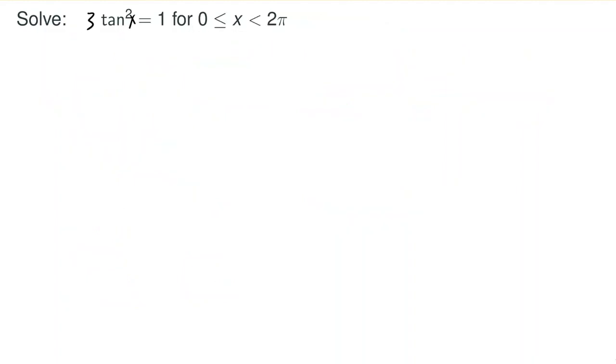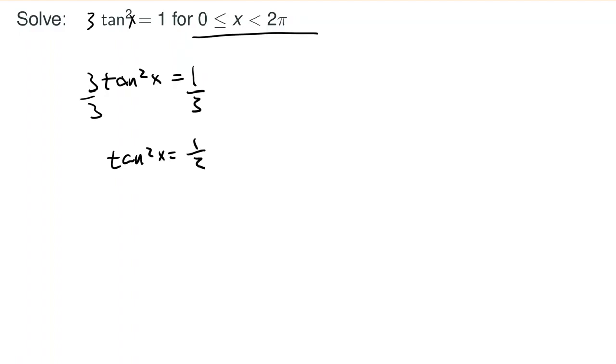For this one, x is for angles between 0 and 2 pi, essentially from the unit circle. So this equation would have a finite number of answers because we're only looking at angles between 0 and 2 pi. So first, let's divide by 3 on both sides, like this. So we have tangent squared x equals 1 over 3. Then we take the square root of both sides, like this. But when we do that, we actually need to have plus minus on the right side.